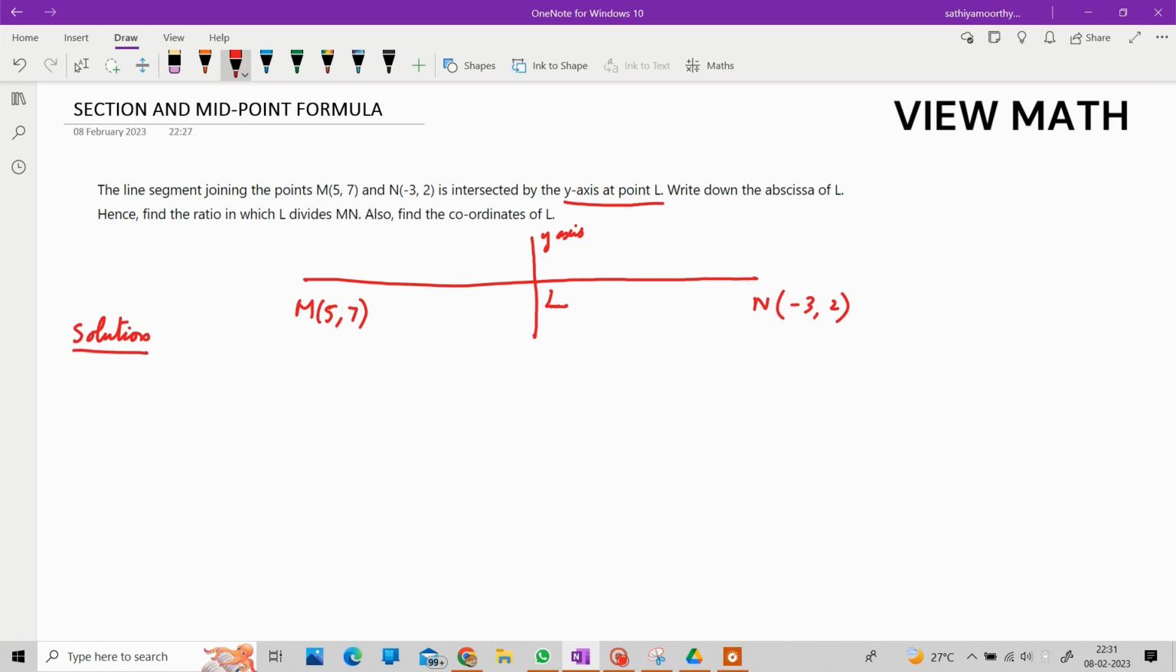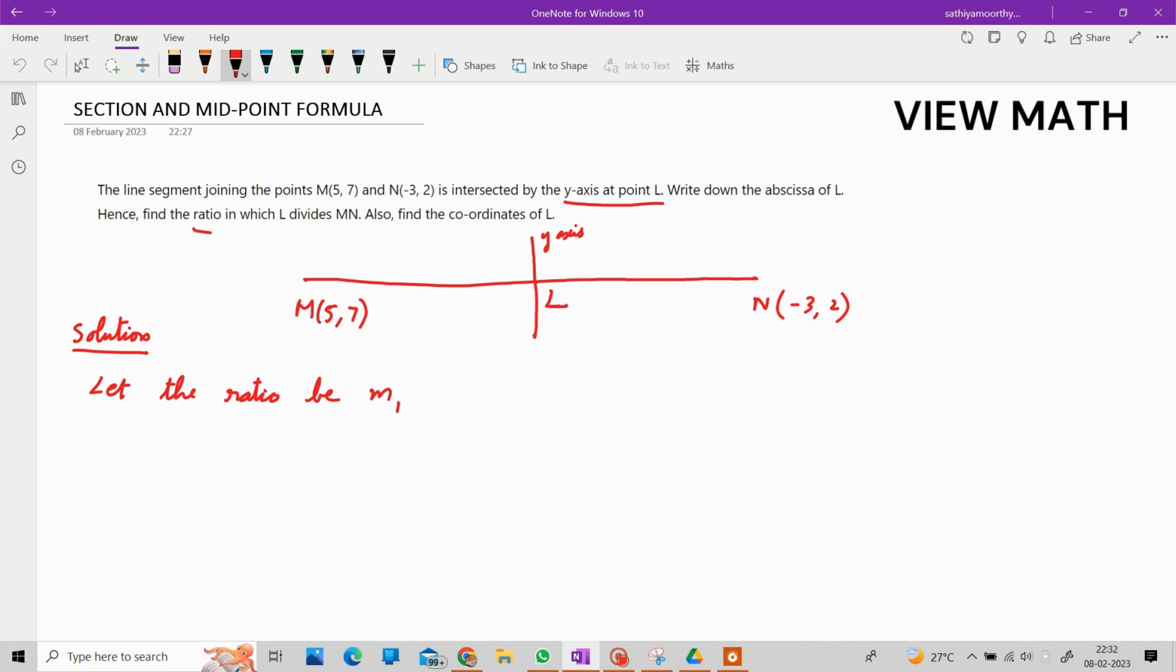Now they are asking us to find out the abscissa of L. Let me first write the coordinate. Let the ratio be, this I am going to find out. All the problems are of the same type. If you understand, it will be very easy for us to do. This type of problems we have already done. Here, instead of the previous problem with the x-axis, in this problem it is the y-axis, that's all.